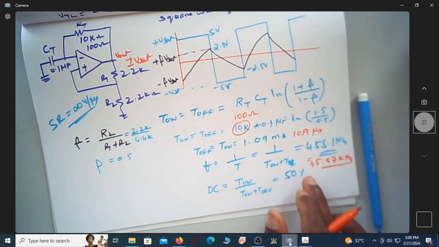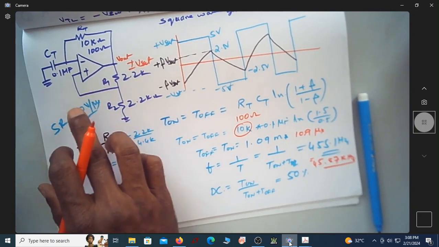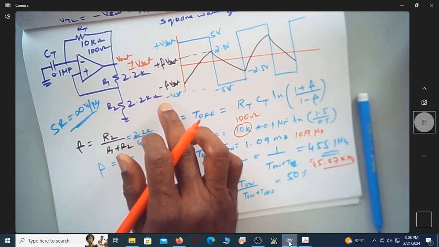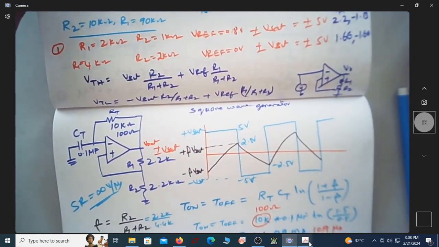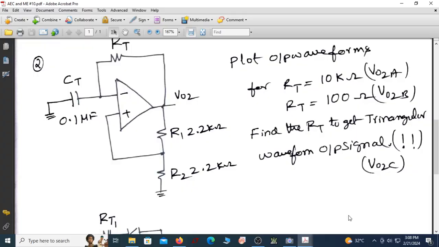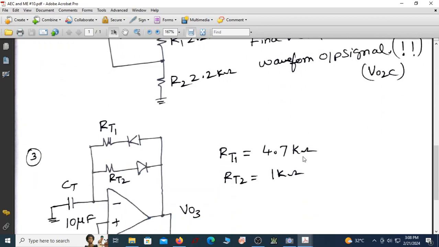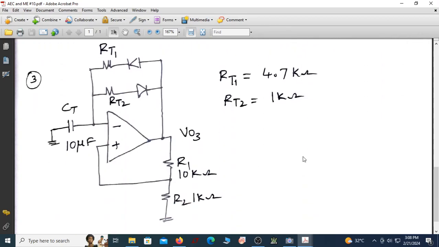So this is how you can find out the frequency and the duty cycle of this. Again, I'll come back to slew rate in another video. So for the time being, you can just hang on to this. Let us try to find out the duty cycle and frequency of this circuit.